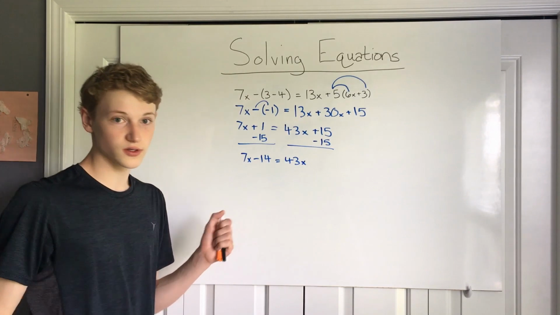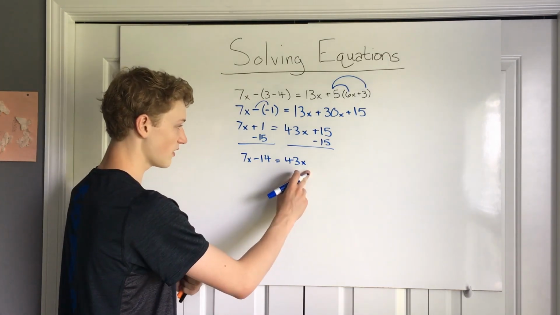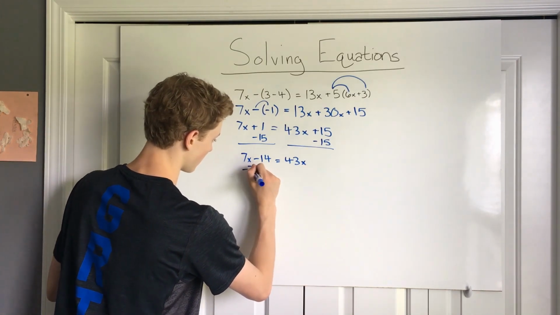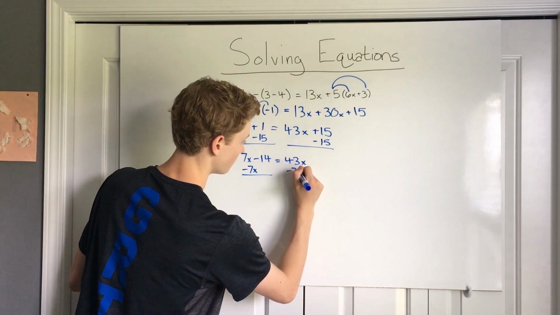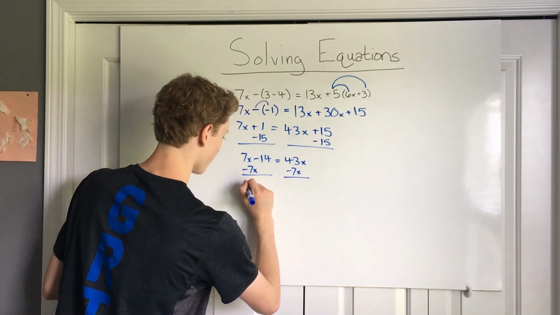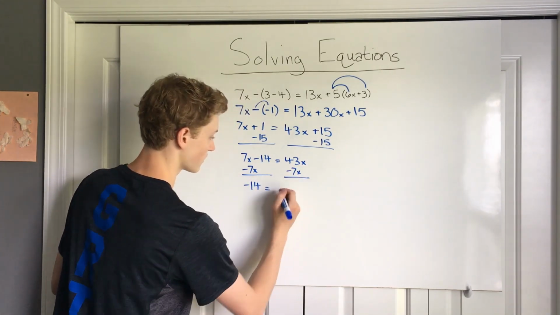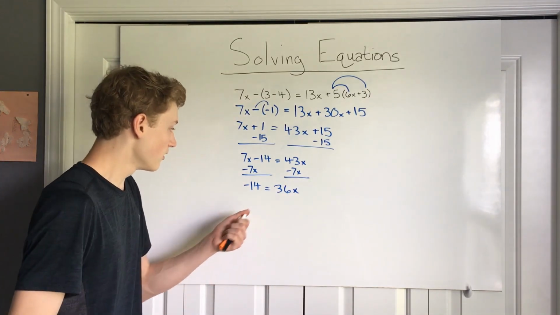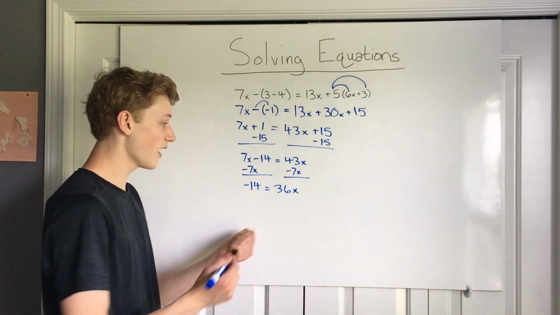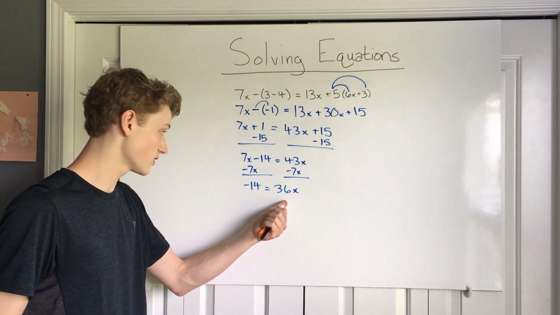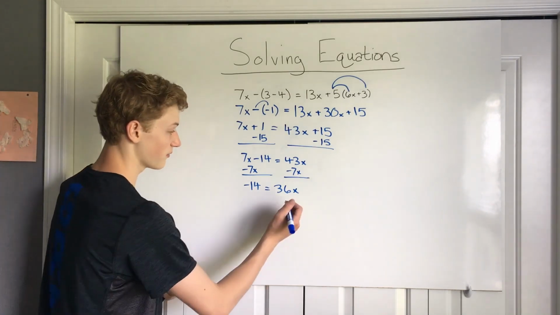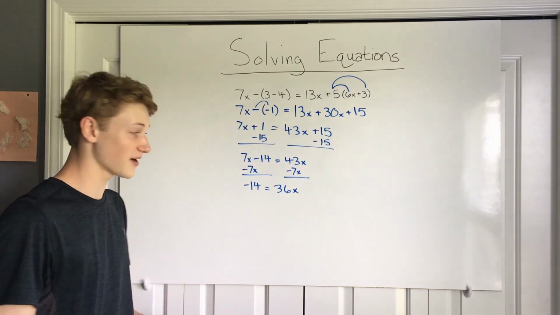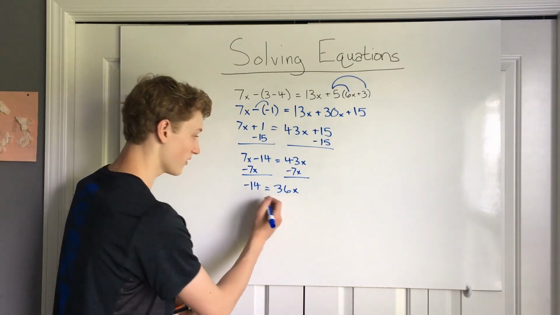43x. Now I have to do the same thing with the x's. And I'm going to move the 7x over to this side. So I'm going to subtract 7x from both sides. I'll do that first. And I get negative 14 equals 36x. Okay? Now what do I do? I have to divide both sides by this coefficient, 36. This is what I was talking about earlier, because I know that 36x equals negative 14, but I still don't know what x is. So I have to divide by 36, so I'm left with just x.